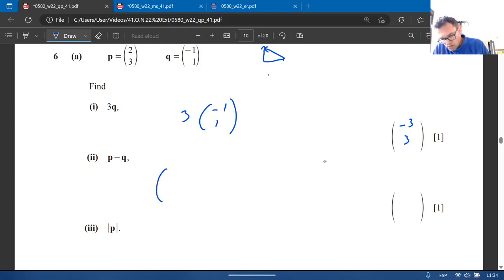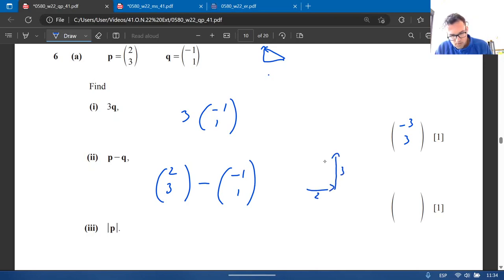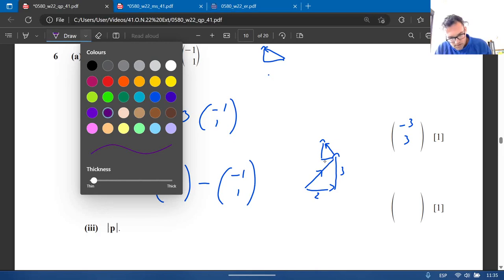Next one, the vector P is 2, 3. Don't put that line there. It's not a fraction. Okay. We subtract from that the vector -1, 1. Basic subtraction here. What it means is, you've got a vector. Remember, 2 on the top means you go 2 to the right, and then 3 up. So the vector looks like this. Then you subtract from that a vector where you go 1 to the left and 1 up. So that vector looks like this. And in the end, they want to know what is this vector going from there to there.